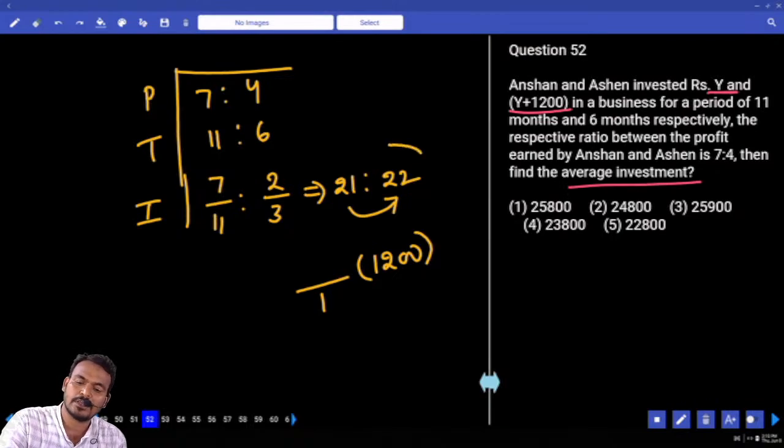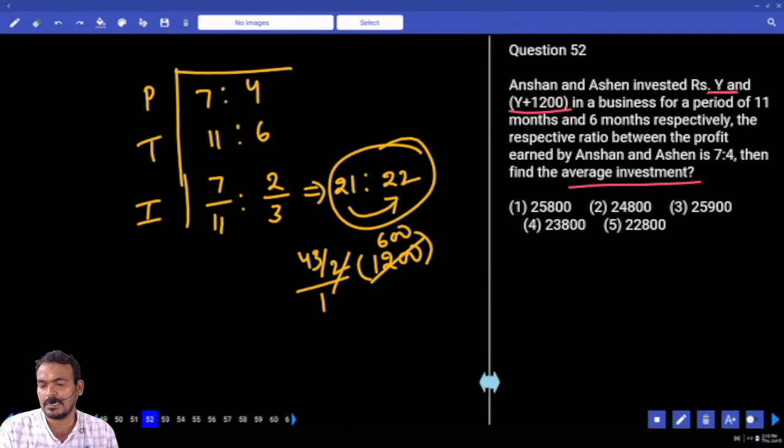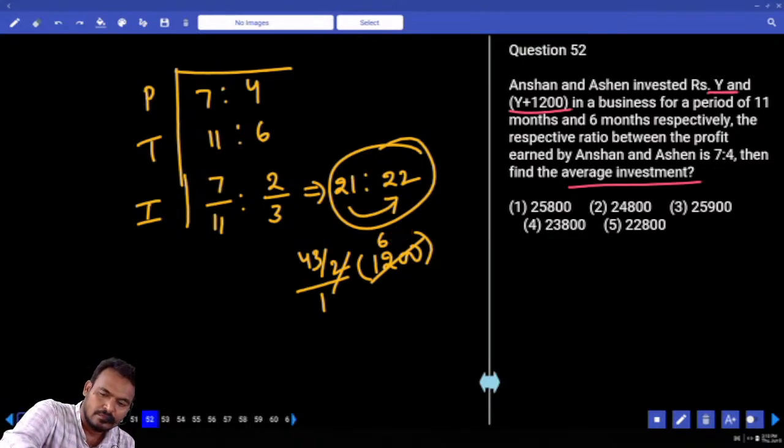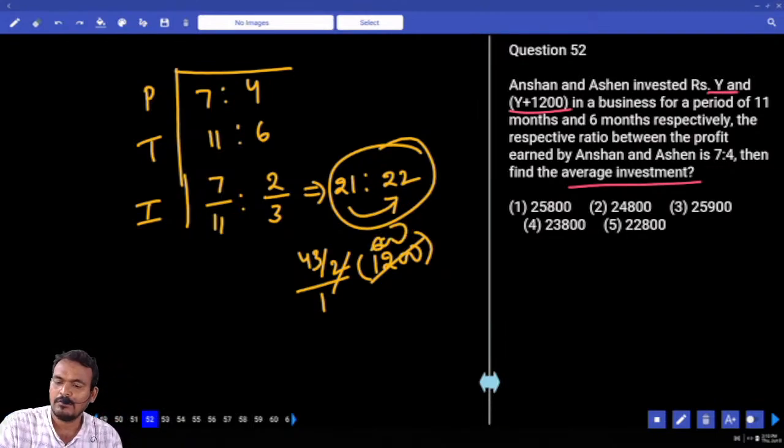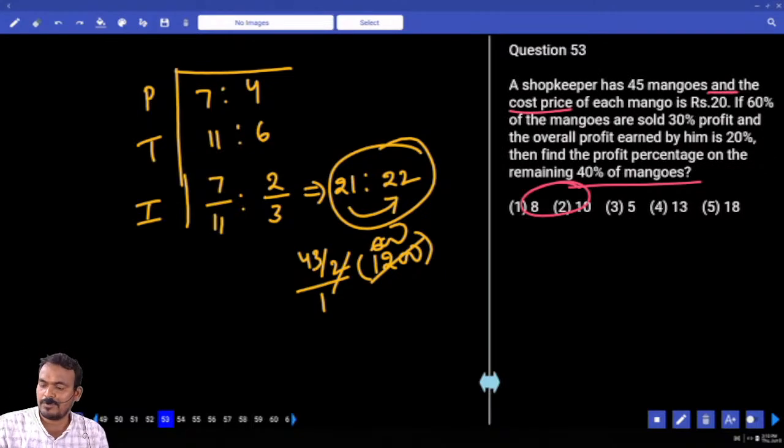Average investment means what is the sum of the investment? 43 parts. Average means 43 by 2. 2 how many times? 600. 43 into 600. How much? 258. Which option? First option. 258 or 268? 258. Next question number 53.